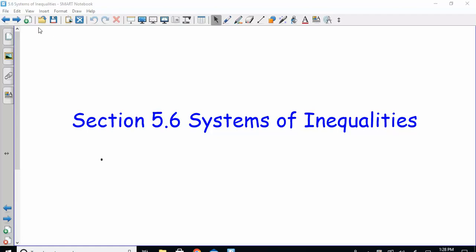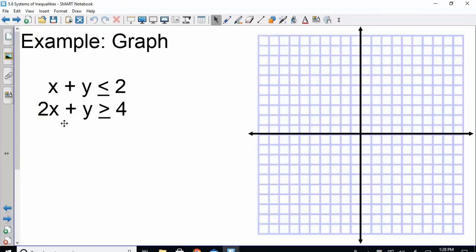When we're doing inequalities, our solution is actually going to be the graph. So remember graphing and shading things?